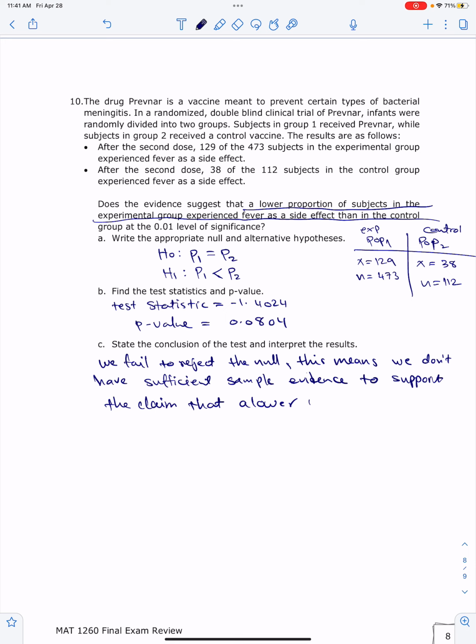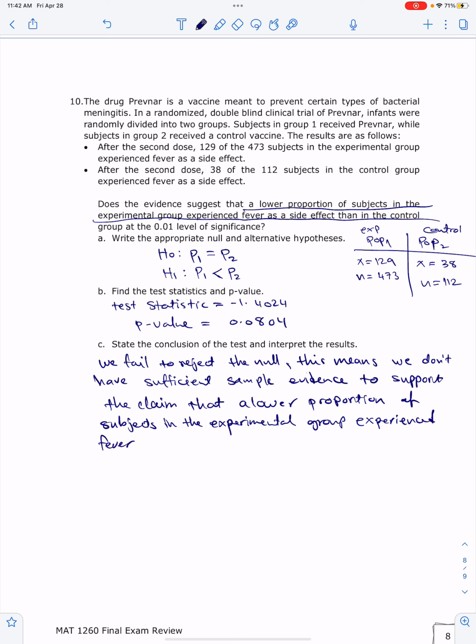The claim that a lower proportion of subjects in the experimental group experienced fever as a side effect than the control group.